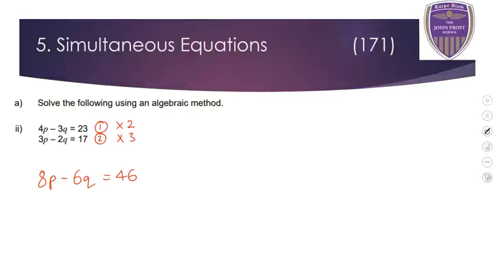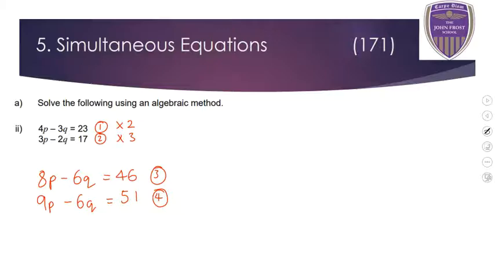All right, and then everything multiplied by 3 in the second one will give us 9p minus 6q equals 51, I think. Yeah, 10 times 3 and then 7 times 3. Okay, so these are our new equations now, number 3 and number 4. Now we've made one of the values the same, we can try and figure it out from there.